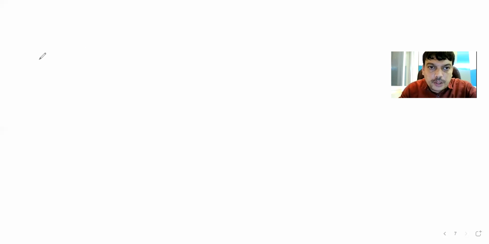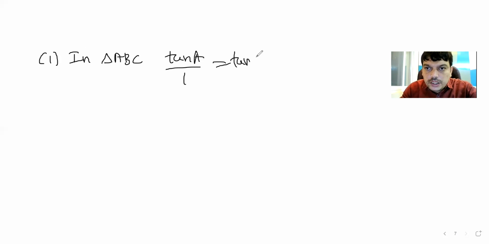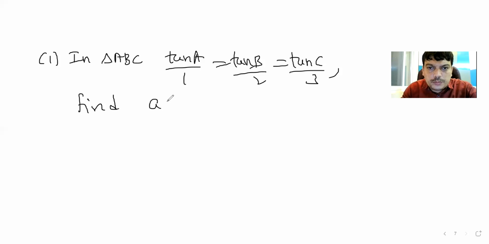So let me just discuss one problem. In triangle ABC, tan A by 1 equal to tan B by 2 equal to tan C by 3. This is given. The question is, you need to find out the ratio of the sides a is to b is to c. So this is a question based on sine rule. Let's see how we can solve this.